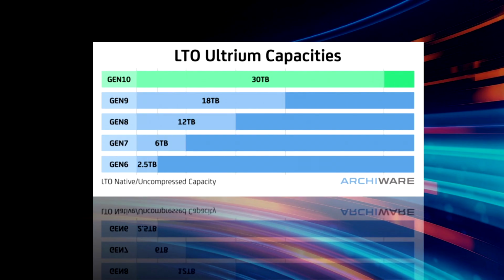The physical tapes. We're now at Gen 10. That's 30 terabytes uncompressed at 400 megabytes a second. Gen 9 is 18 terabytes at 400 megabytes a second. Gen 8 is 12 terabytes at 360 megs a second.